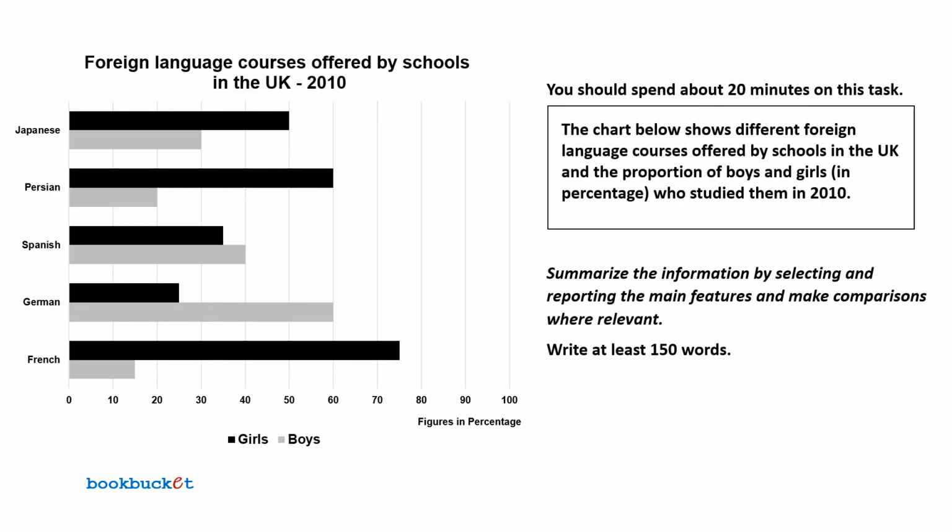This is the lesson that we will discuss today. You can see the question prompt on the right hand side. Please read and understand it, and we'll start solving this today. Yes, so let's read this question prompt. You should spend about 20 minutes on this task. The chart below shows different foreign language courses offered by schools in the UK and the proportion of boys and girls in percentage who studied them in 2010. Summarize the information by selecting and reporting the main features and make comparisons where relevant. Write at least 150 words.